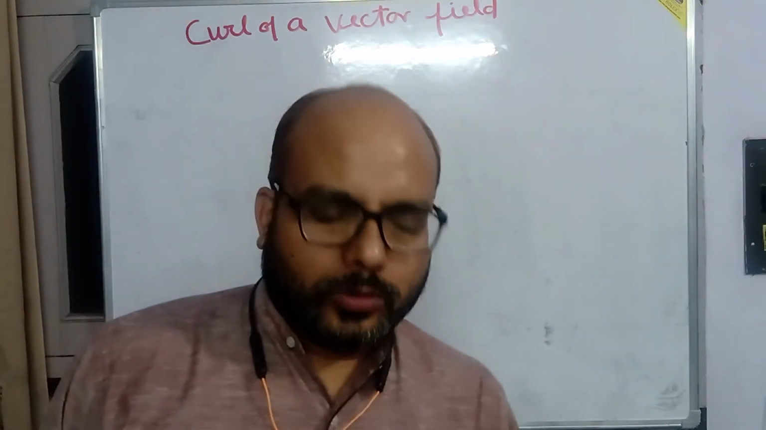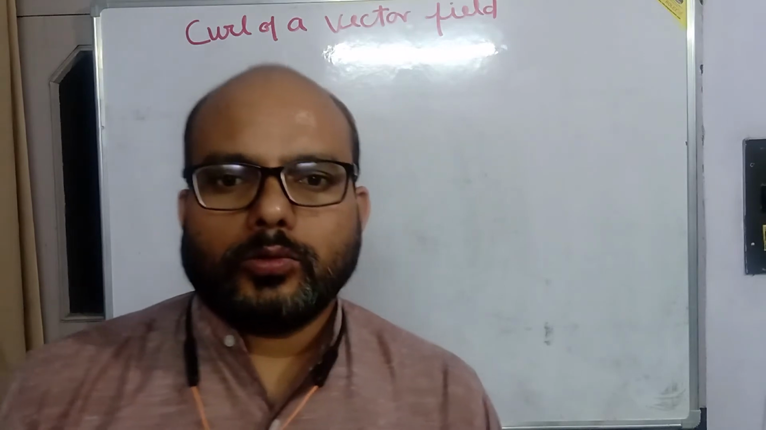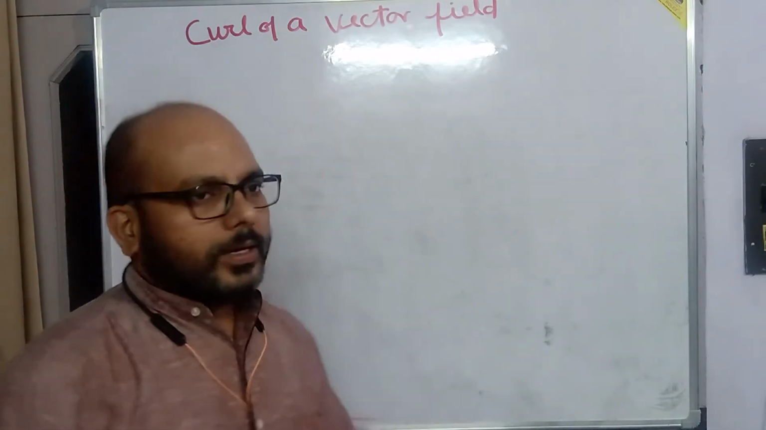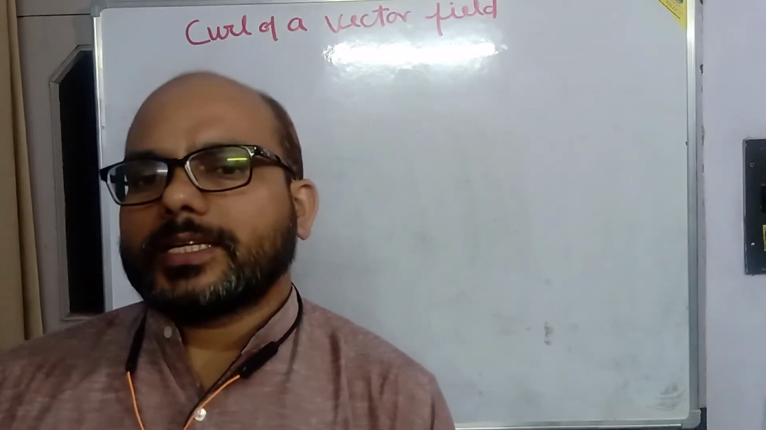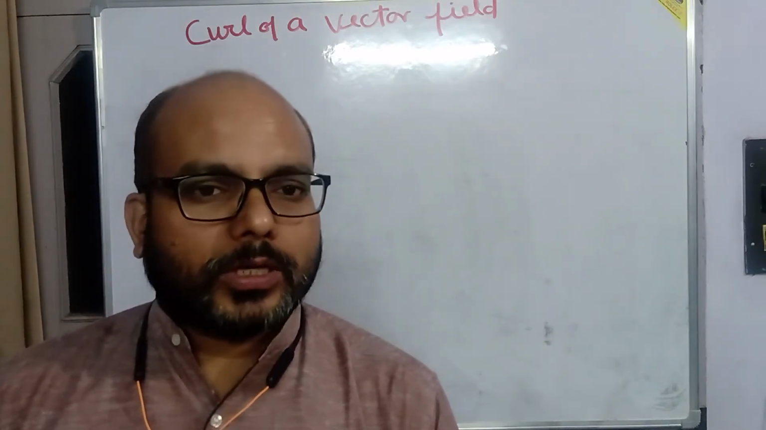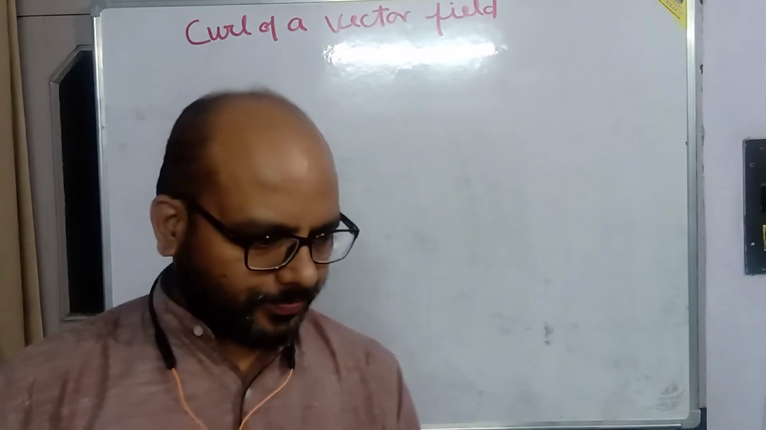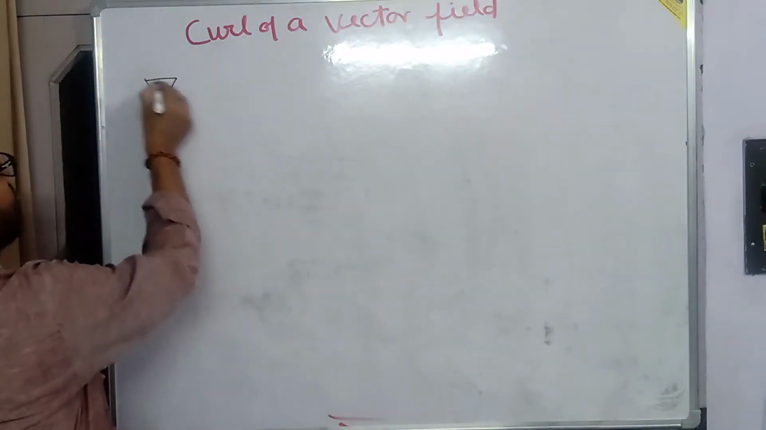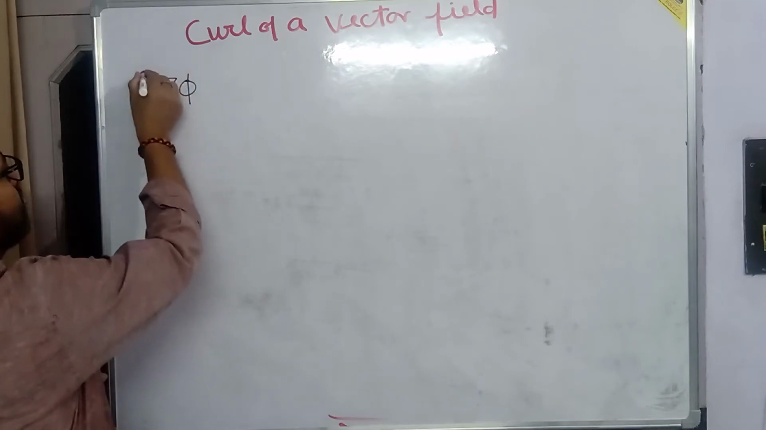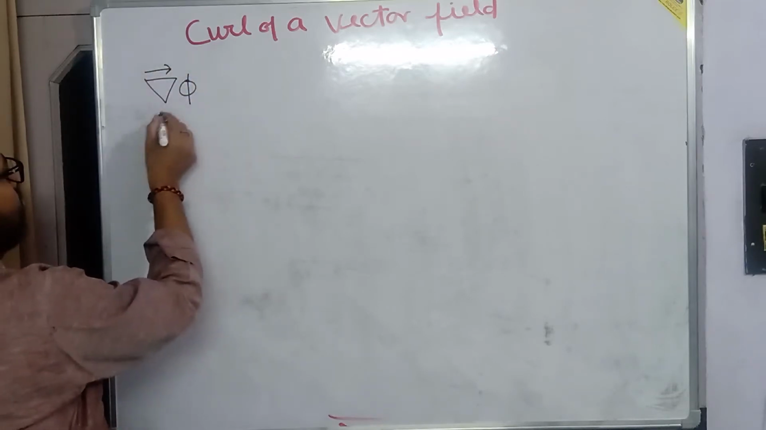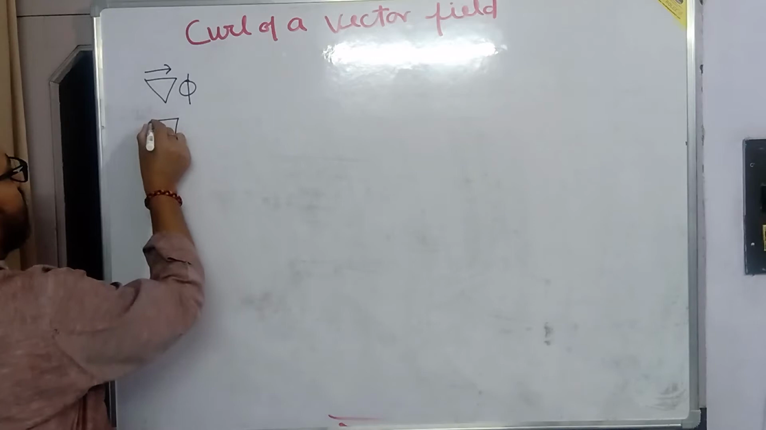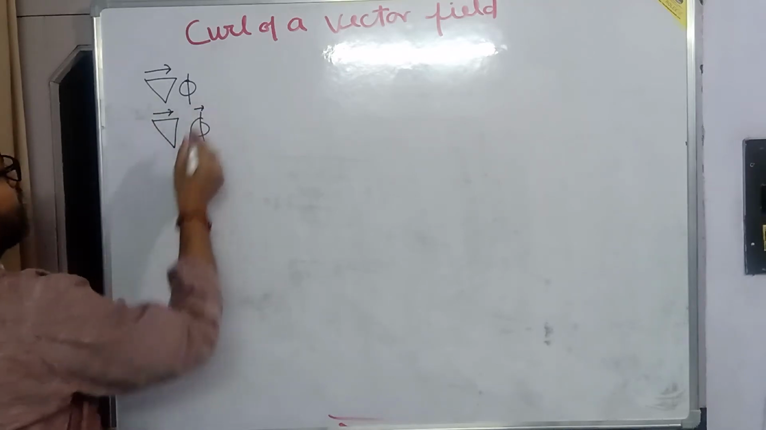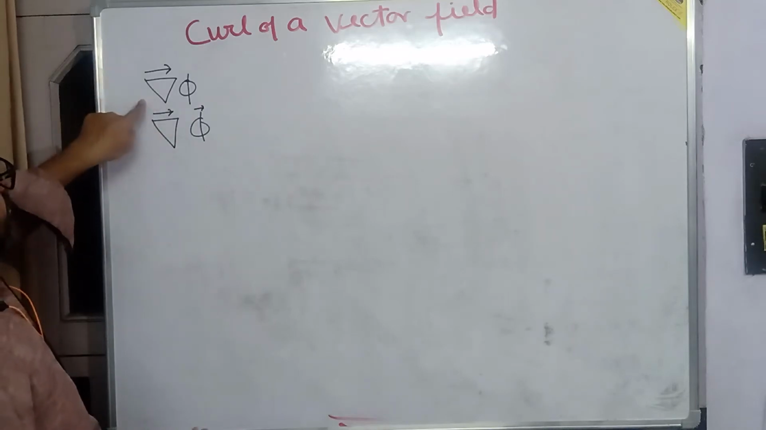Hello students, good morning. Today I will start the curl of a vector field. In the previous lecture I already talked about the gradient and divergence, right? Gradient means del phi, and divergence is del dot A.